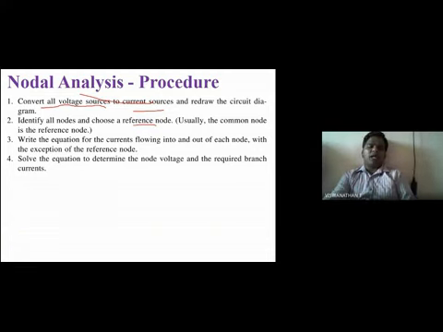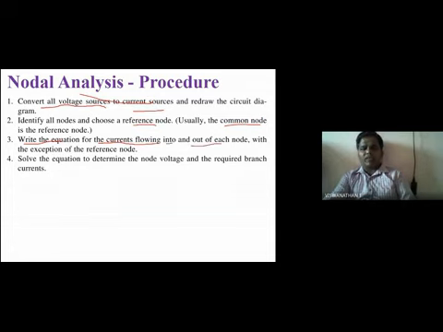The third step is we need to write the equation in terms of current flowing, coming to the network or going out of the specific node, except the reference node. This is very important. Many students write the equations for the reference node too, and that creates many problems. The next step is to solve the equations, determine the node voltages and calculate the branch currents.